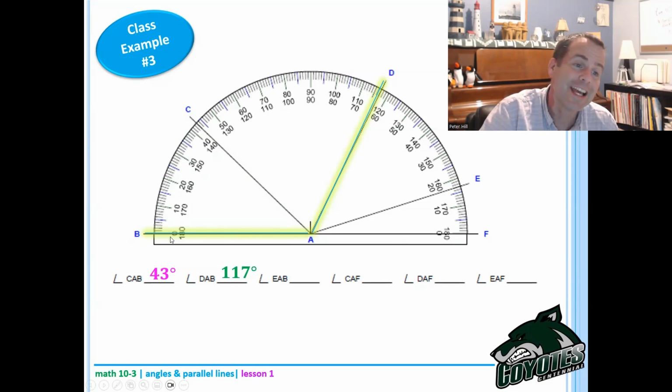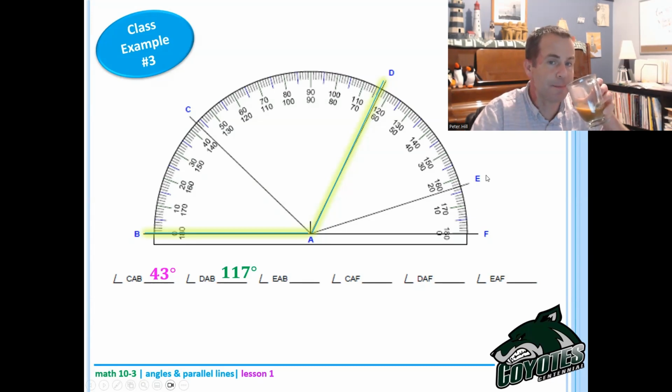Again, I have a choice to start at 0 or 180 here. Obviously, I want to start at 0. So I'm going to read the outside scale again. So I'm going all the way up. This would be 110 on the outside scale, 15, 16, 17. And I've got that 117 right there.